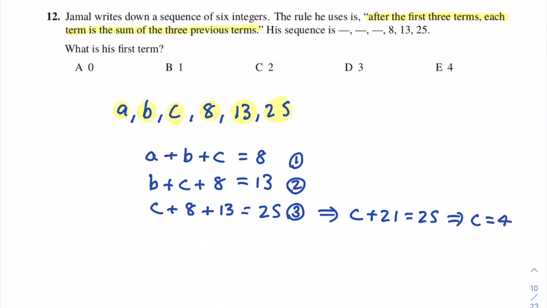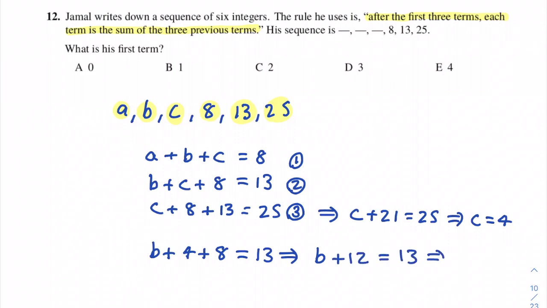Okay, so then we can substitute this value of c into equation 2. So then we're going to have b plus, so c is 4, so it's plus 4 plus 8 equals 13. This becomes b, and then 4 plus 8 is 12 equals 13. And if we subtract 12 from both sides, we get b equals 1.